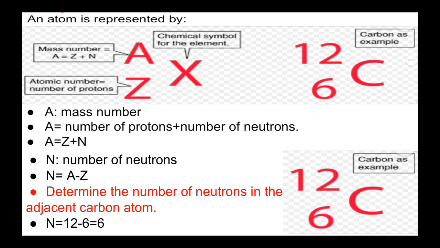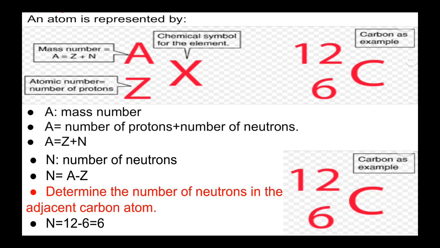Representation of an atom. Also, as we took previously, an atom is represented by ᴬ_ZX, where X is the symbol of the element, A is the mass number that is equal to Z plus N, and Z is the atomic number, the number of protons. It is the identity of the atom. We know that this atom is carbon because its Z is equal to 6. It has 6 protons. Each atom has its specific number of protons. So 6 protons automatically belongs to the element carbon.